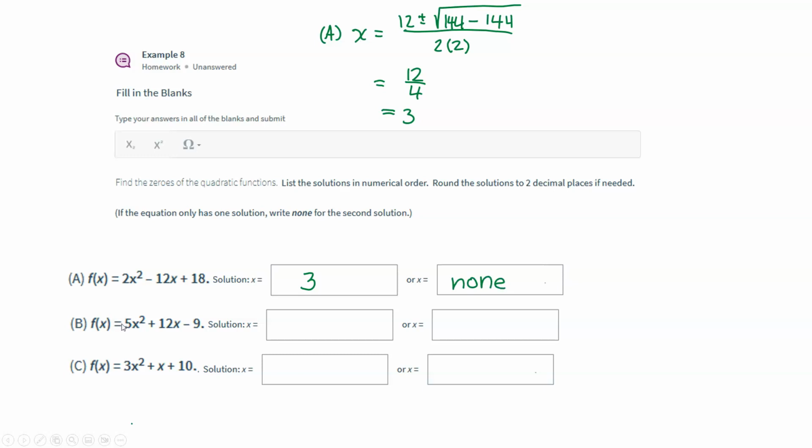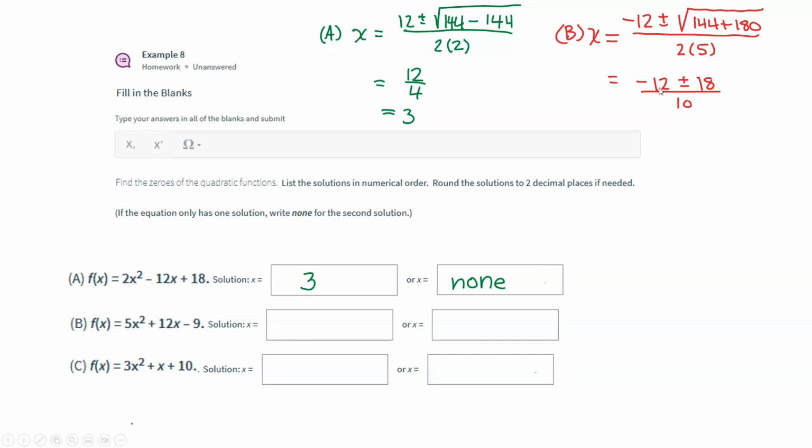For B, here's A, here's B, here's C. Putting those values into the quadratic formula, you end up with a perfect square underneath here. It ends up being rational. It could be irrational, doesn't matter, so you don't have to round so much. 144 plus 180 square rooted is 18.